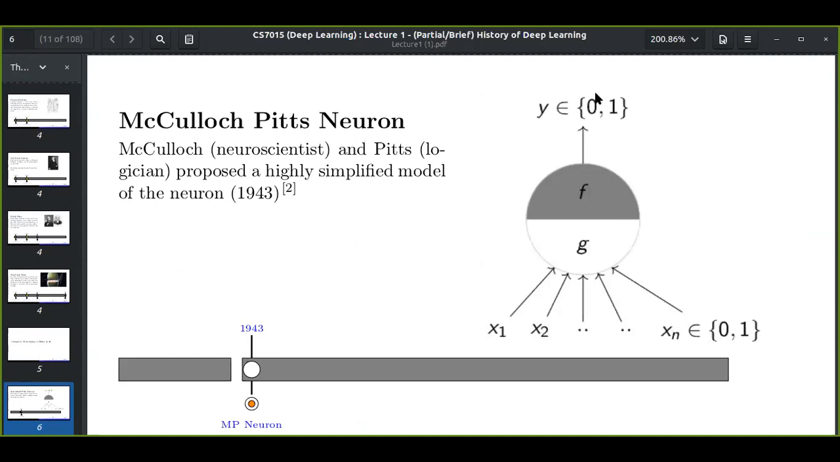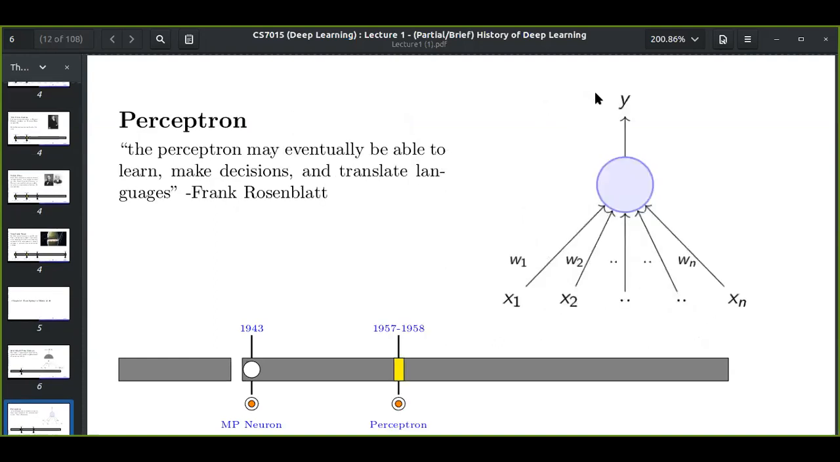These inputs were binary, and they go through a certain function g, and then we get an output that is a binary output. So it was basically a binary classifier. This concept was given back in 1943. We even call this the MP neuron.